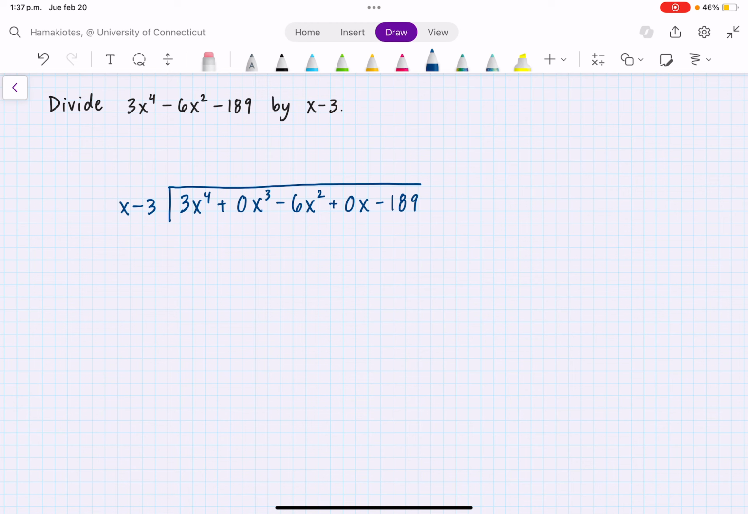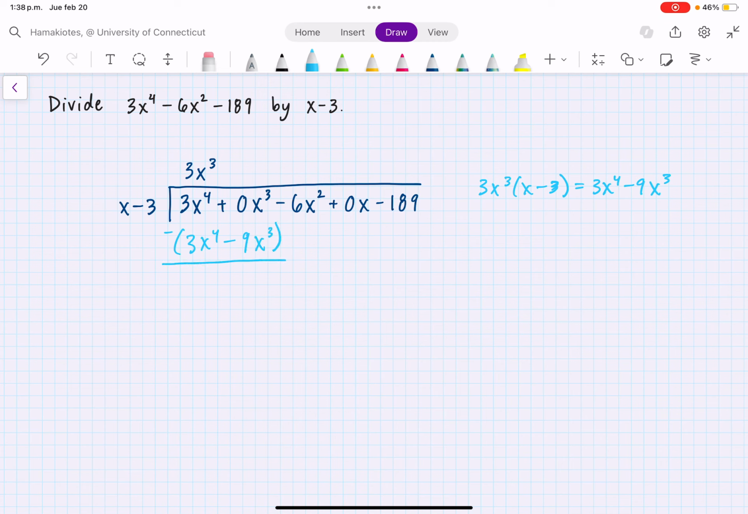Okay, so how do we actually start? Well, first, we want to find what we can multiply x by to get 3x to the fourth. So we can multiply by 3x cubed. So 3x cubed times x minus 3 gives us 3x to the fourth minus 9x cubed. So we want to subtract by that. So we're subtracting 3x to the fourth minus 9x cubed.